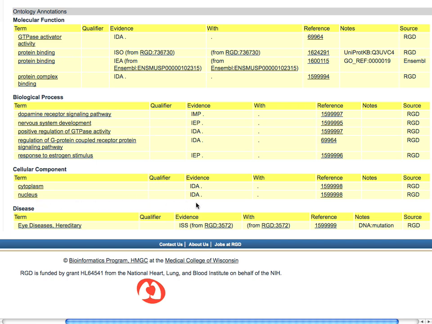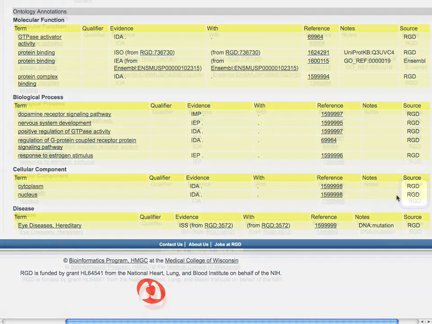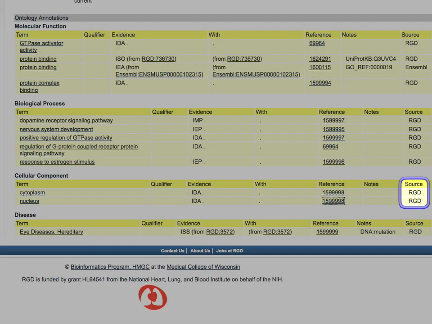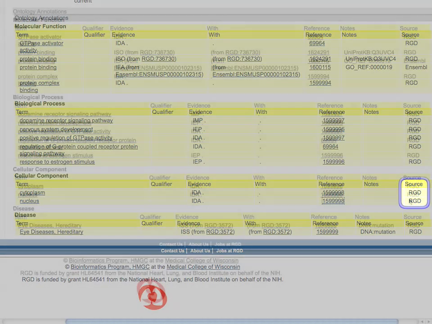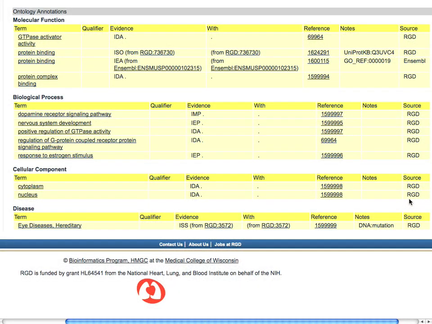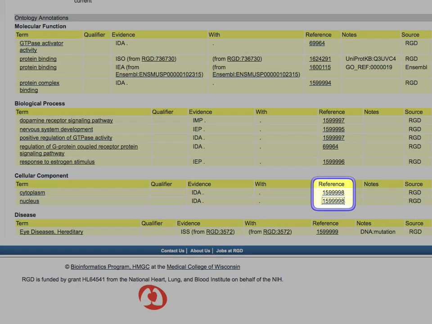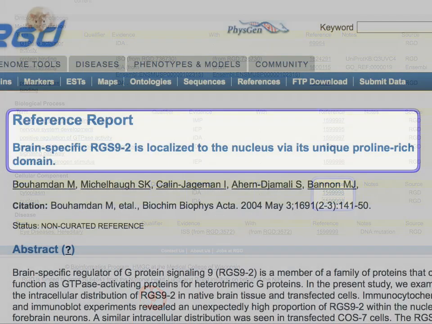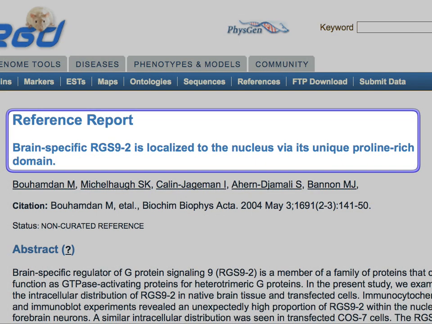The other two items in these annotations are a source, RGD, meaning that the annotations were made by curators at the Rat Genome Database, and a number under the heading Reference. If you click on that number, you will see that the link takes you to the abstract for the paper that we started this example with. Every annotation that is manually curated from a published paper will provide a link to that paper.